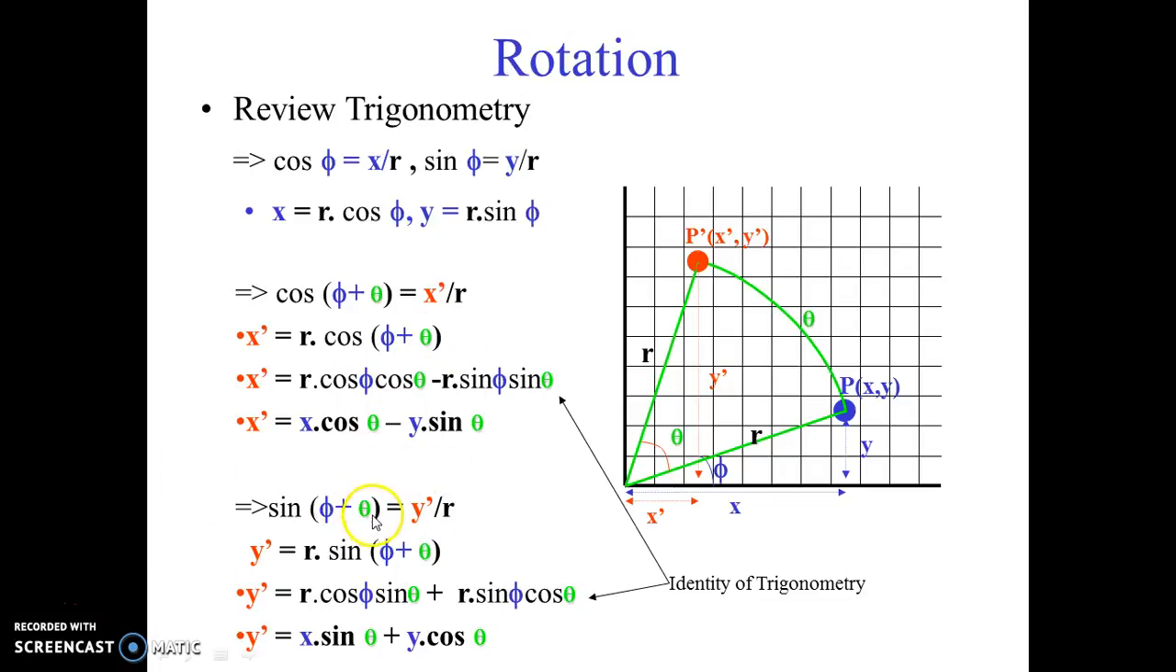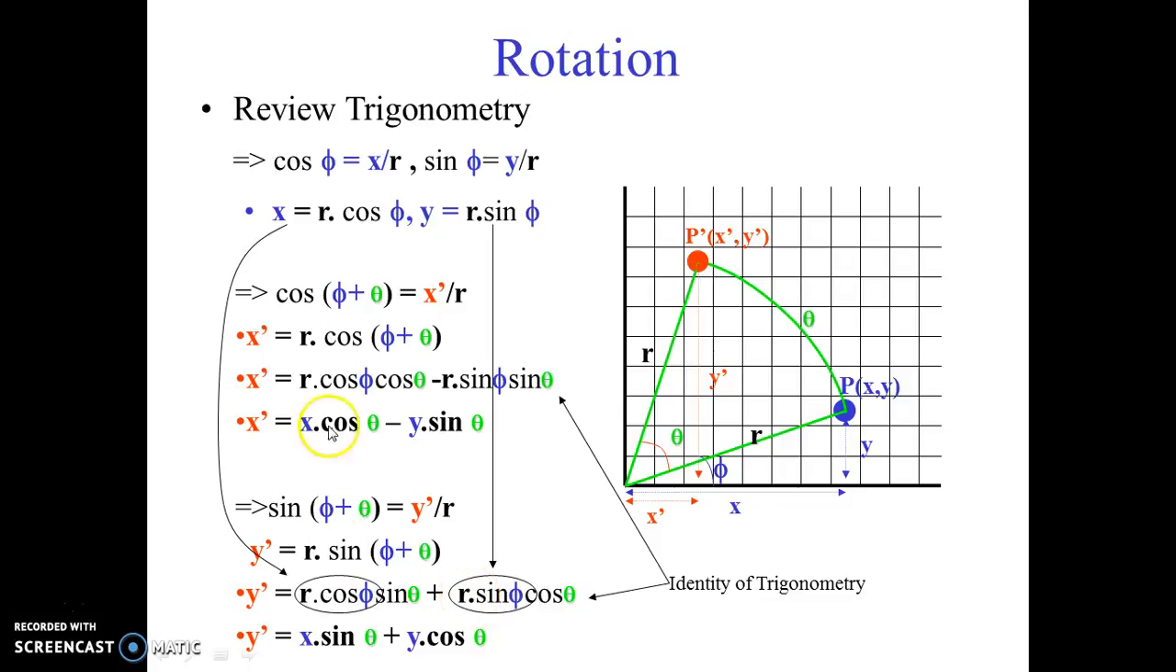Similarly, sin(phi plus theta) equals y dash by r, and this can be rewritten as y dash equals r sin(phi plus theta), and y dash equals r cos phi sin theta plus r sin phi cos theta. Now we will make a little amendment here. Here x equals r cos phi. So in this x dash, r cos phi can be replaced with this x, and r sin phi can be replaced by y. Similarly, the same can be done here also.